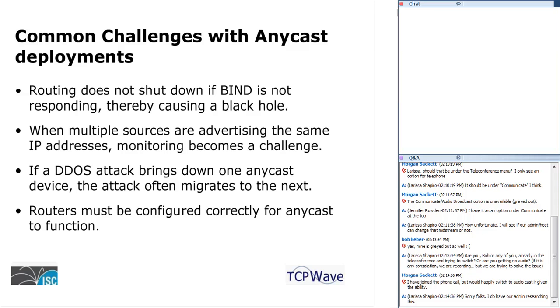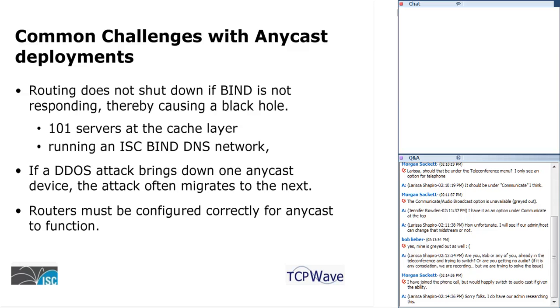And we found that most of them have some sort of homegrown routing protocol that they developed themselves, some disaster recovery features. The common challenges with a lot of these organizations are the risk of a black hole. That happens when routing does not shut down when BIND is not responding. So the routing protocol can recognize when there's a problem with the server, but it may not recognize when there's a problem with the software. Additionally, monitoring has become challenging when multiple sources are advertising the same IP addresses. If a DDoS attack brings down one Anycast device, there's a concern and a risk that the attack will migrate to the next one. Many of the businesses we talk to find it challenging to configure Anycast routing correctly.